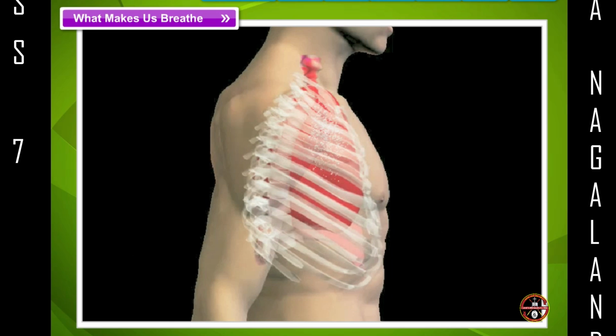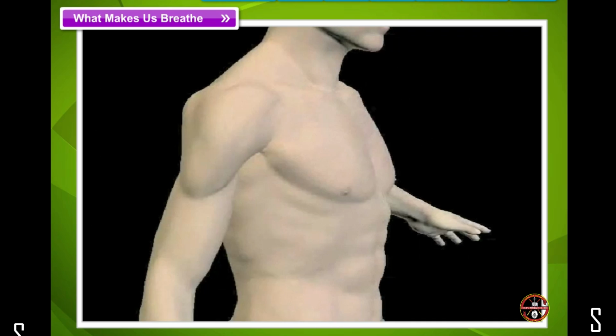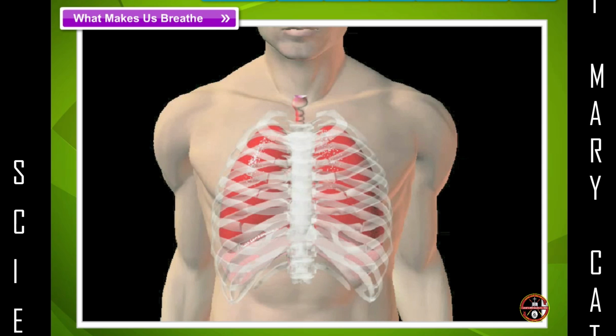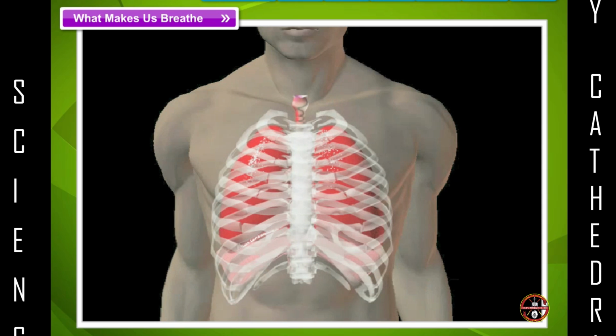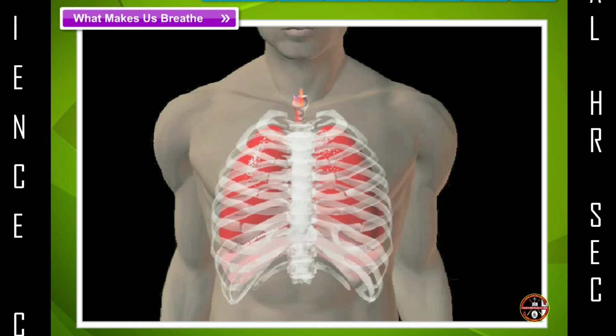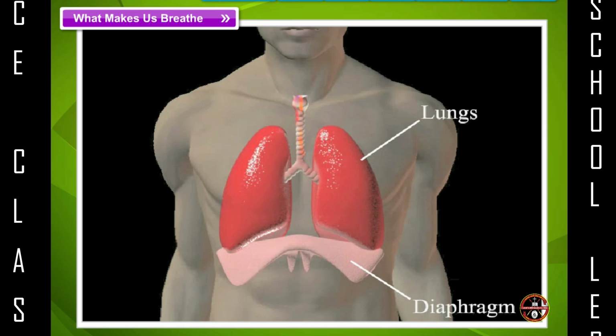During exhalation, when we breathe out, the intercostal muscles relax. The 2 things happen at the same time. The ribs move downward and inward. The diaphragm relaxes and moves back to its original position.